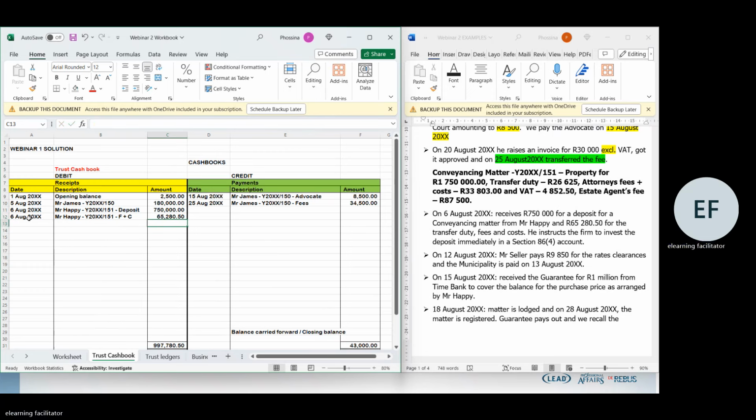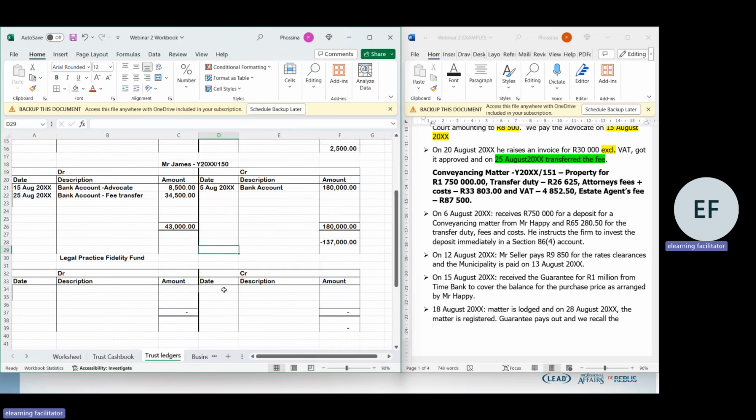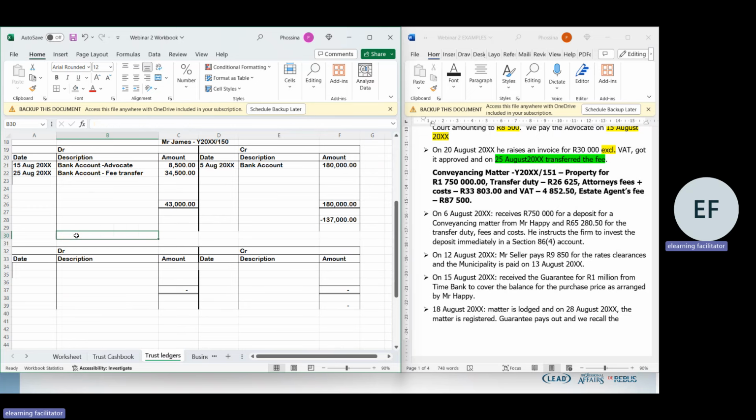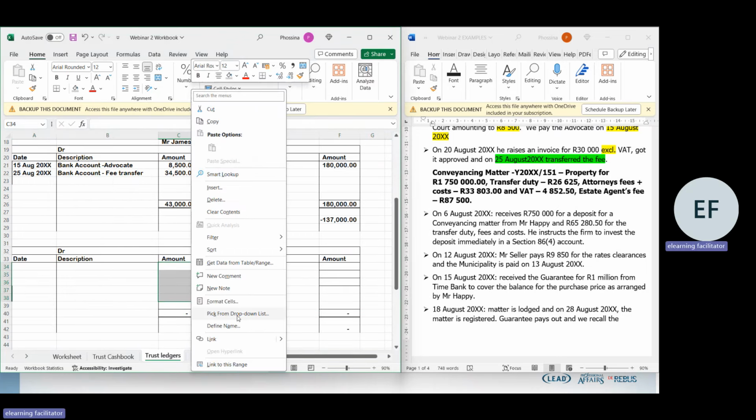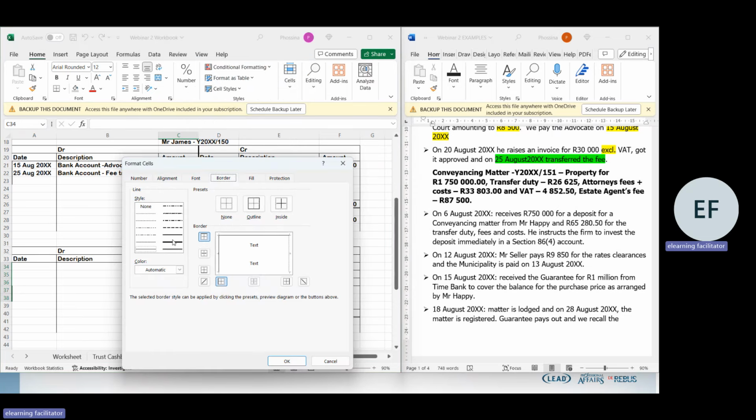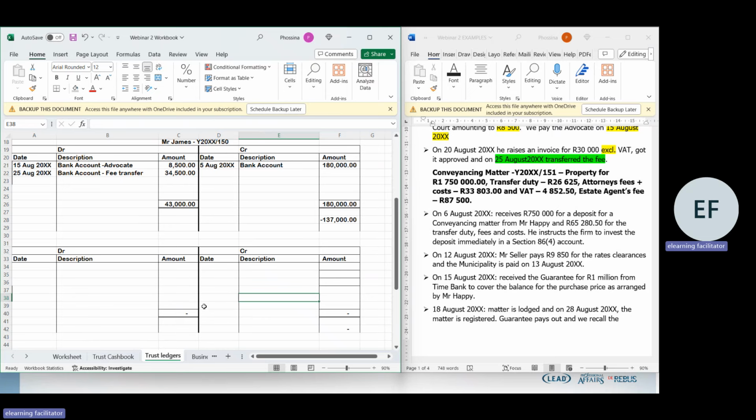Okay, so I've recorded 2 transactions. I have not yet done the double entry. We need to do the double entry. Where do we do the double entry? In our ledgers. So in this case, we haven't. I'll delete the legal practice, and then I'll enlarge our T account. I'm going to format it so that the T part becomes clear, bold and clear.